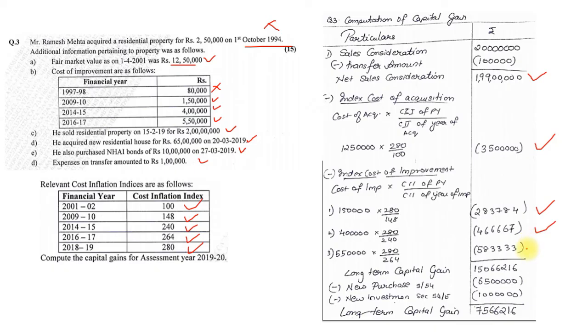You minus that from 1 crore 99 lakhs, we got the value as 1 crore 50 lakhs 66,216. From that, less new purchase under section 54, that was 65 lakh a new house, and investment under NHAI that comes under section 54EC of 10 lakhs. When you subtract both, we get the final answer as 75 lakhs 66,216. So this was the sum which was based on capital gain.